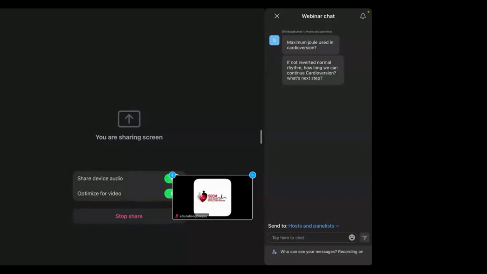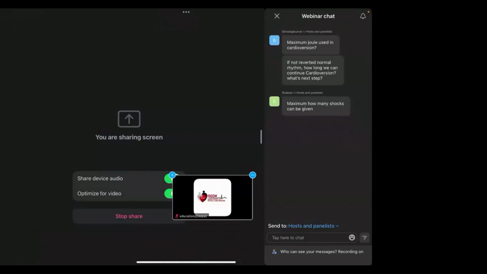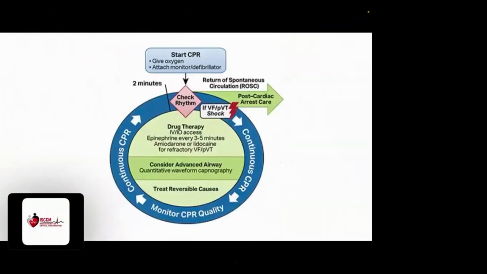There is no definite limit mentioned in the ACLS protocols, but usually you have to adhere to the ACLS cycles, and that is how you go on. So the question of how many shocks can maximum be given is also answered in this particular question only. There's no definite mention or guideline in the ACLS protocols, but you have to keep on giving the shocks. I'll show you the slide over here. The cycle of CPR has to go on, right? And you deliver the shock only if it's a shockable rhythm while you continue the CPR. So this question will rather be answered as how long will you continue? You will continue as long as you continue the CPR.